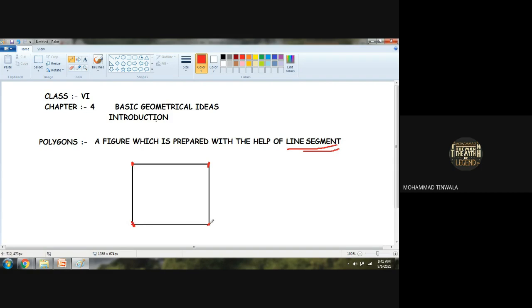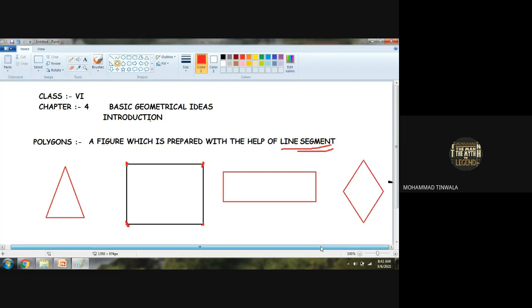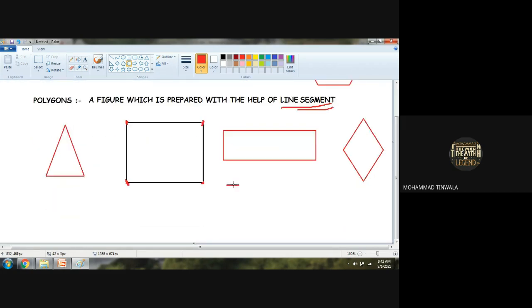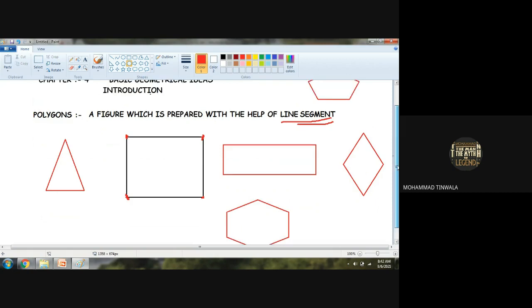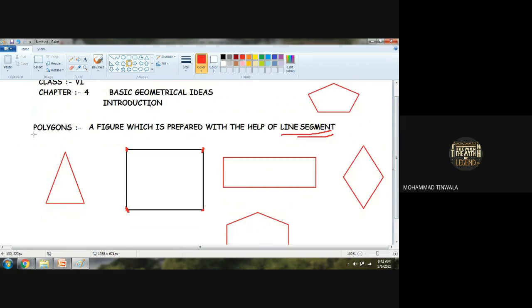It can be a triangle, a square, a rectangle, a diamond shape, rhombus, parallelogram, then quadrilateral, any shape. Quadrilateral means a diagram having four lines, got it? This is a pentagon. This is a hexagon. And the eight-line diagram will be an octagon. All these diagrams are said to be polygons.